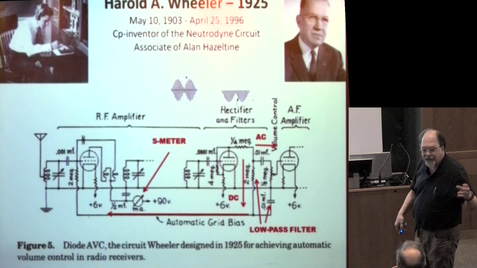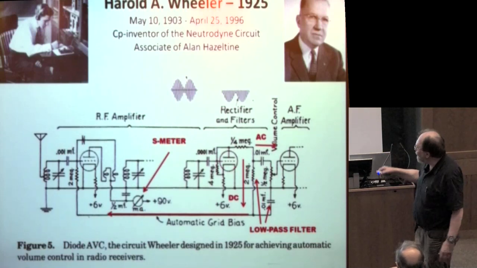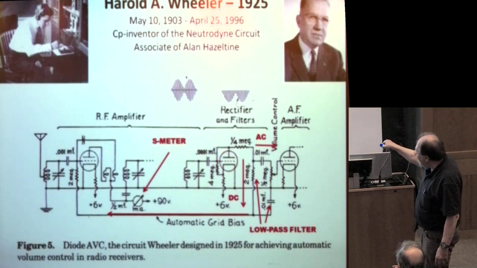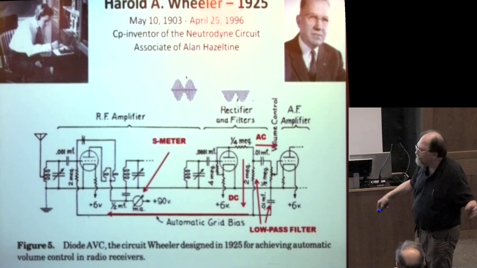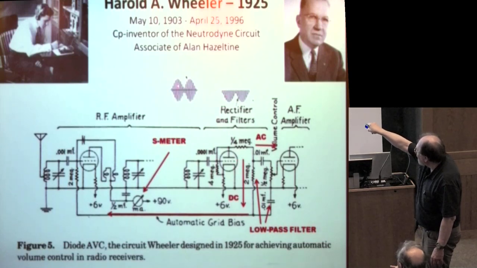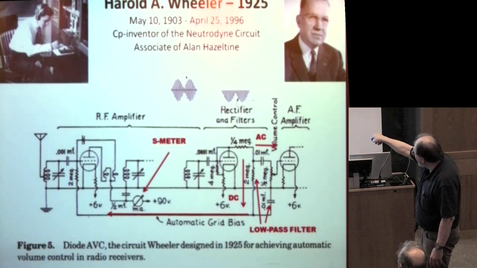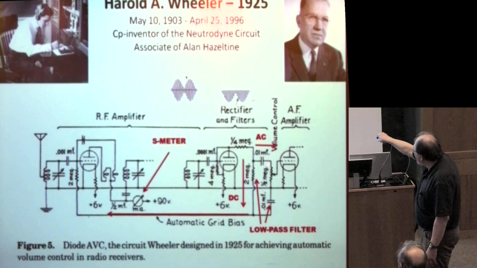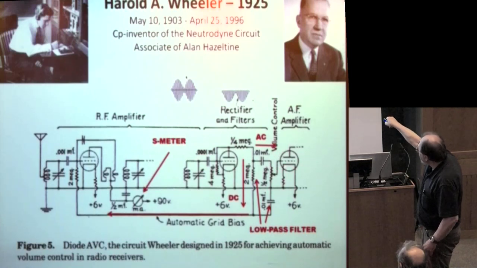Of course, in those days, there were no good detector diodes available, so he just took a 201A and connected the plate to the grid. But the diode, here's the radio signal coming in, amplitude modulated. The diode gets rid of half of that, so you have this audio signal that comes through to the audio amplifier and the AF volume control.